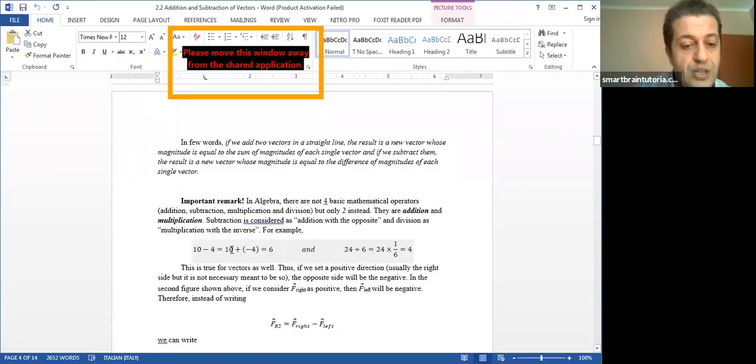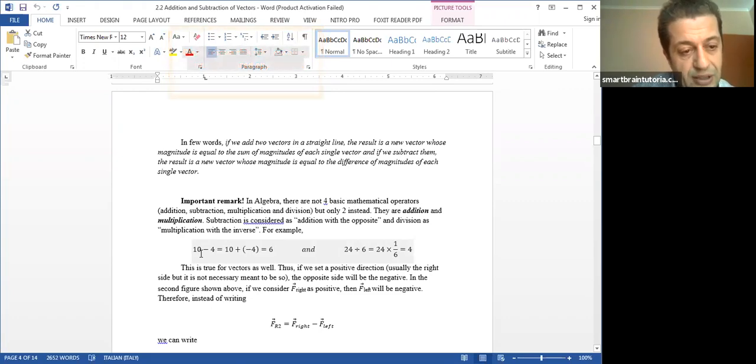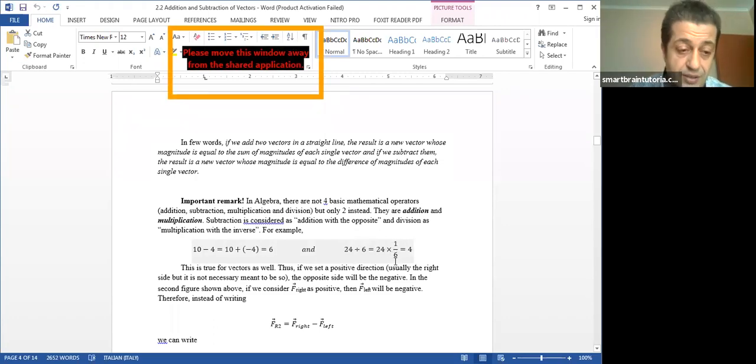it is like we say 10 plus minus 4. We are adding, in fact, one number with the opposite of the other number if we are going to subtract them. So subtraction is nothing else but an addition with the opposite of the second number. And the same is for division. If we are going to divide 24 by 6, it is like multiplying 24 times 1/6. So division is the inverse of multiplication.